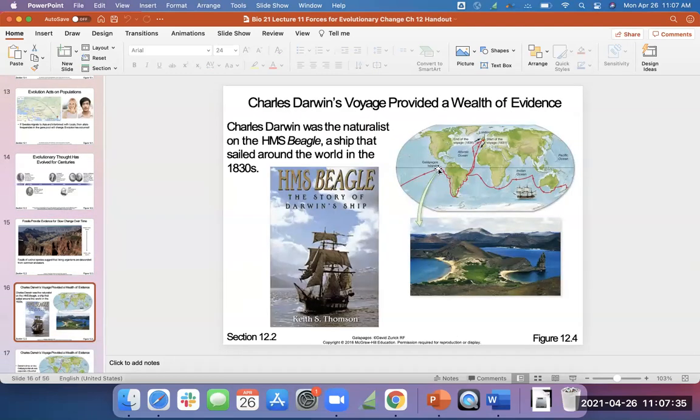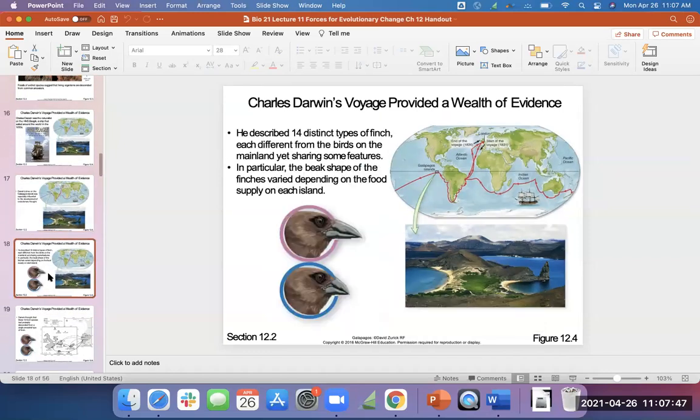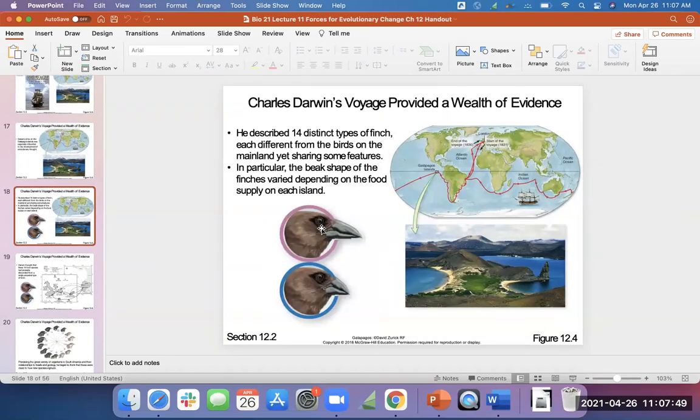This is a place Darwin worked at, Galapagos Islands. Here is where he got the theory of evolution, and the name I want you to remember is Charles Darwin for this. I might ask you that. And he worked on the finch species.